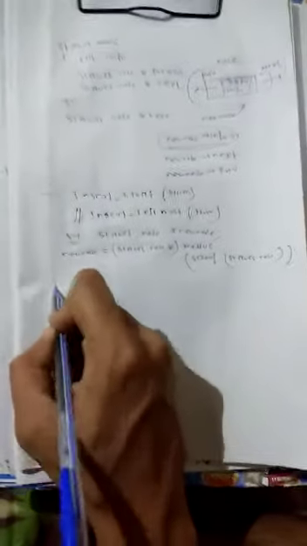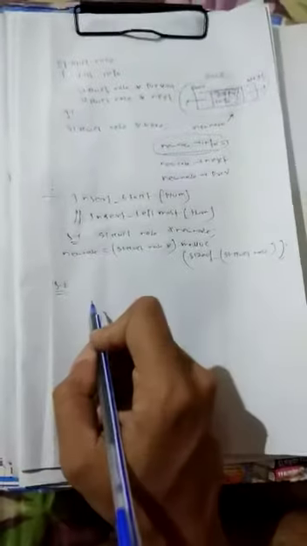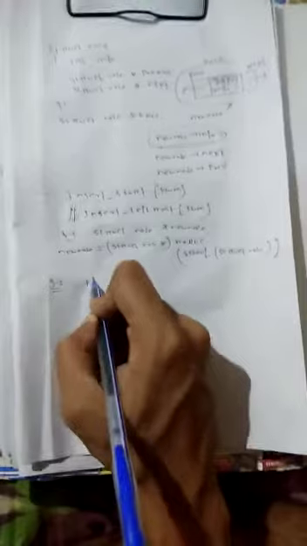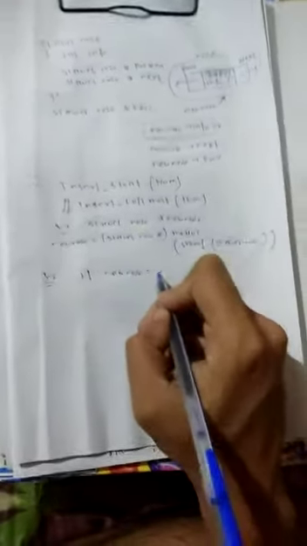Then what is step 2? Step 2 is similar: I am checking the overflow, that is the system overflow. If new node equal to null, then what happens? We have to print overflow and return or exit the program. Okay, that is checking the system overflow.